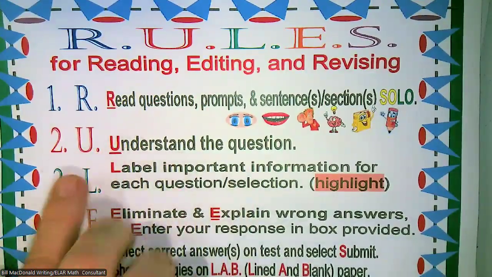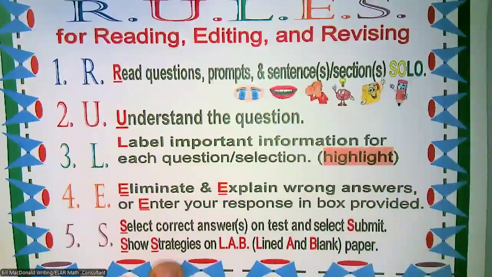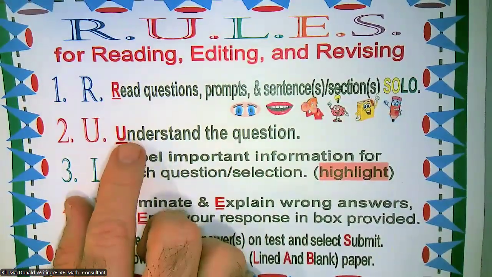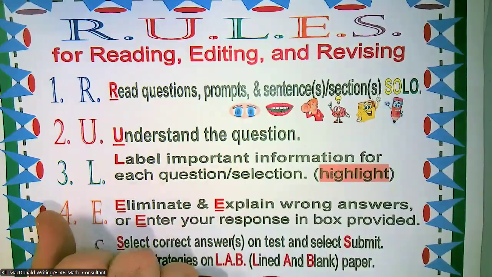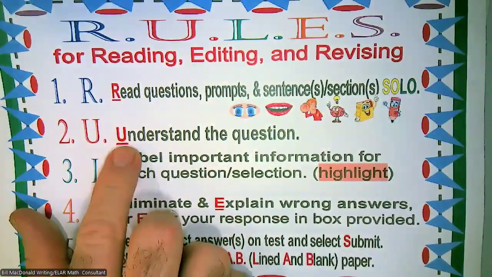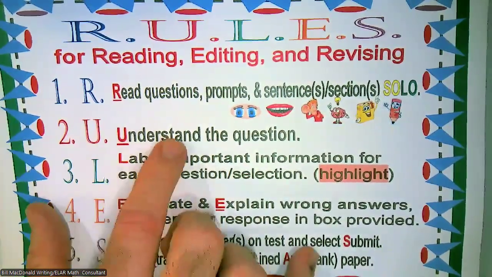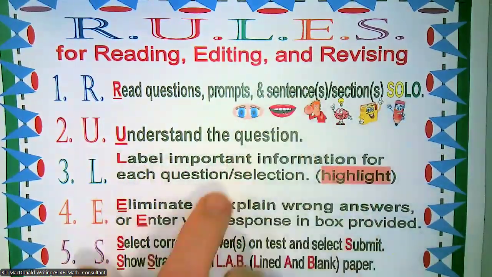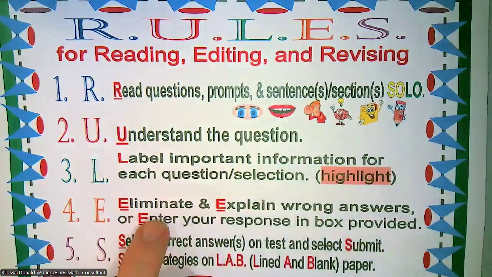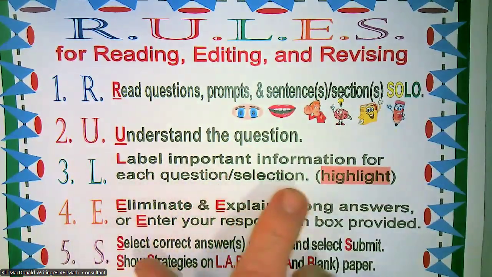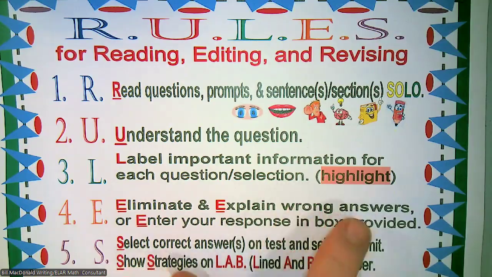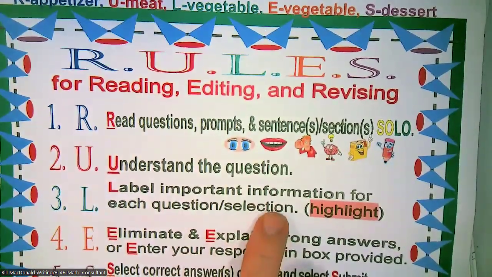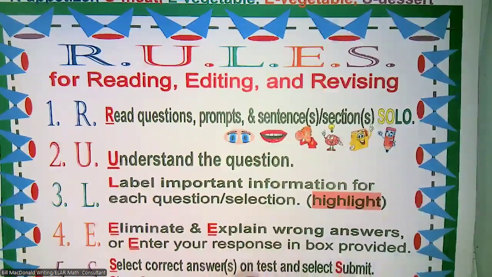After the R, and even though this is just my rules, we all pretty much teach the same thing. I just wanted to make sure the kids would remember it. I have this in English and Spanish. Make sure you understand the question. What is it asking relevant to the sentences that we're going to be reading about in revising? Labeling: make sure you highlight the important information in the question and the selection, whatever type it might be.